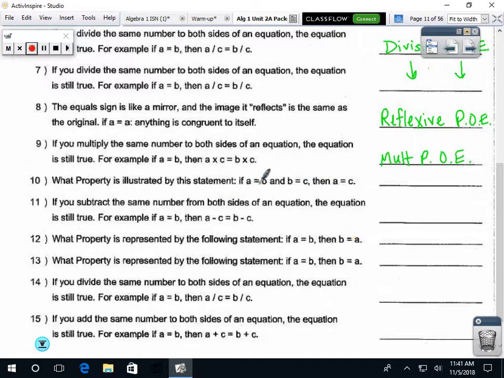What property is illustrated by this statement? If A equals B and B equals C, then A equals C. Right, that's transitive. When two things equal the same thing, then they also equal each other. Transitive property of equality.